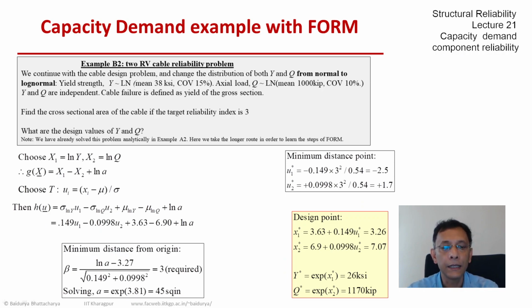So the design point is 3.26, 7.07 in x space, and if we now exponentiate them to get back y and q, the values are 26 ksi and 1170 kip. So these numbers are different from the previous example, and as I am saying, it's because the distributions of y and q are different.